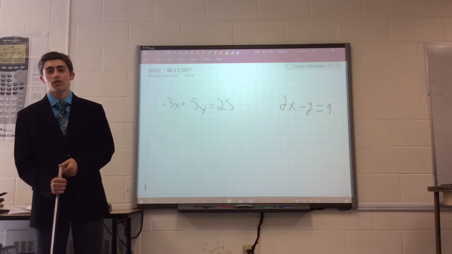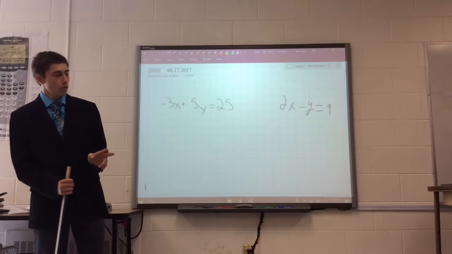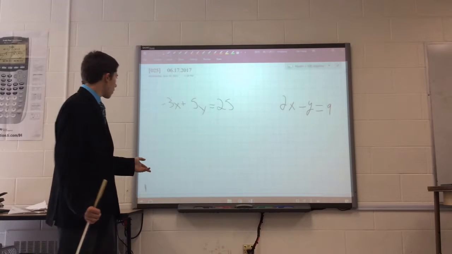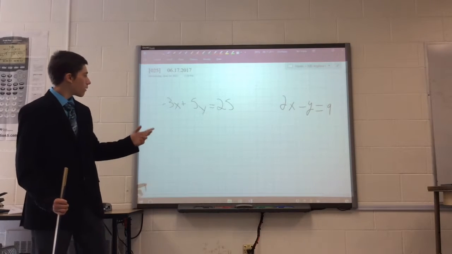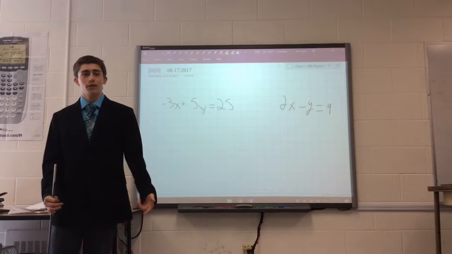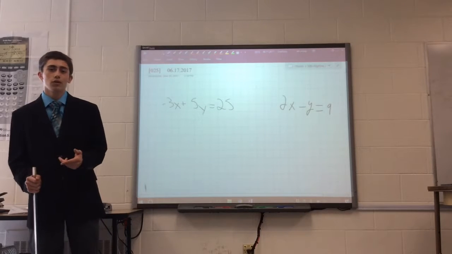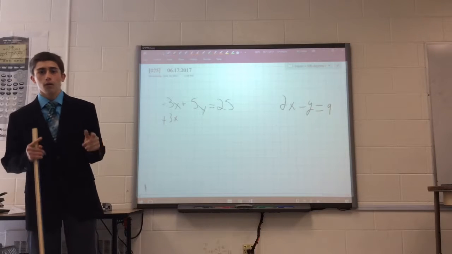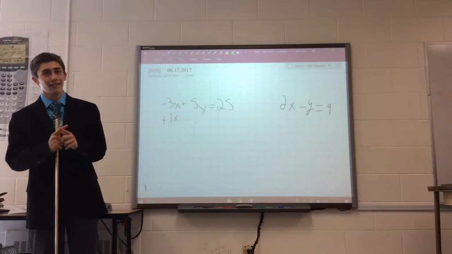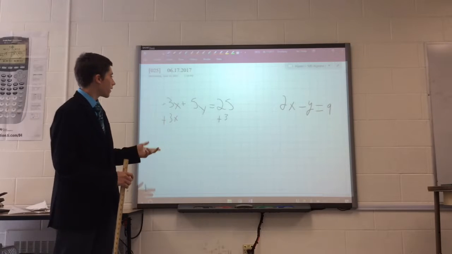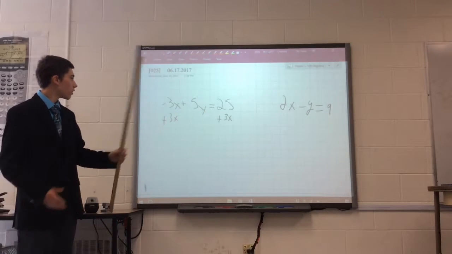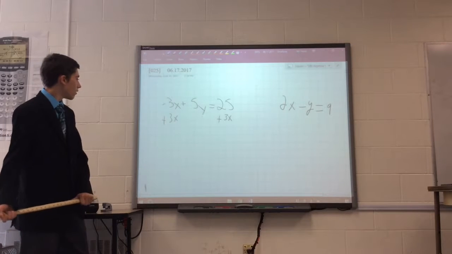A system of equations is two equations graphed on the same set of axes. Once they're there, you have to find the solution to them. The solution is where they intersect. But before we graph it, we need to get this problem into slope-intercept form.